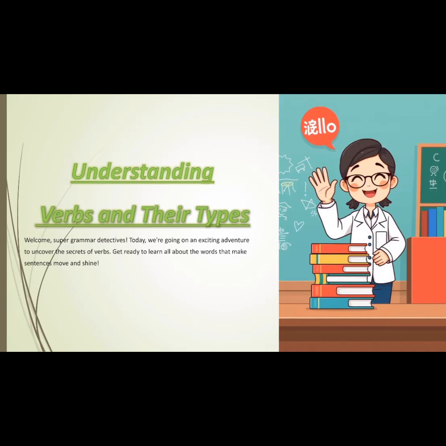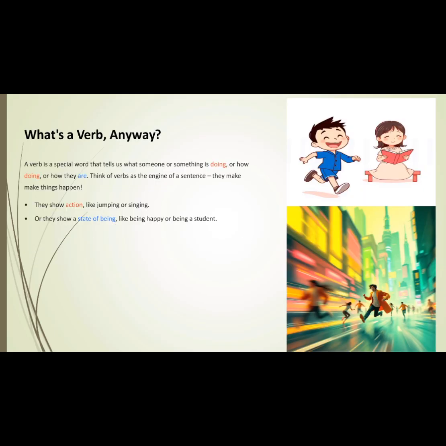Today we are going to explore something very important in English grammar, that is verbs and their types. So do you know what verbs are? Then let us find out together. A verb is a word that shows an action or a state of being. It tells us what someone does or what happens.